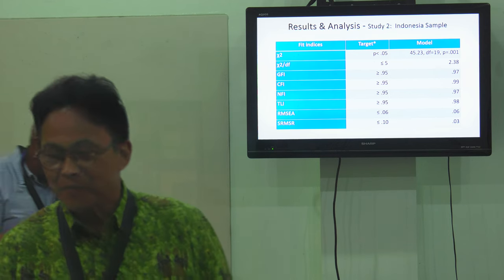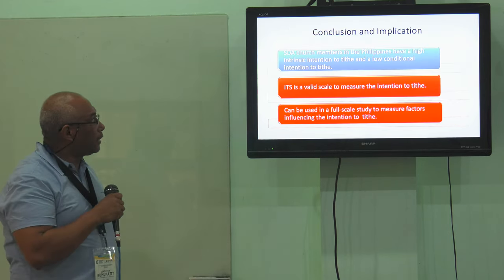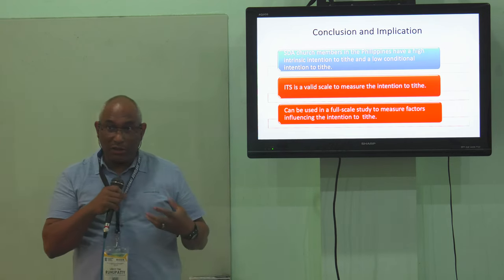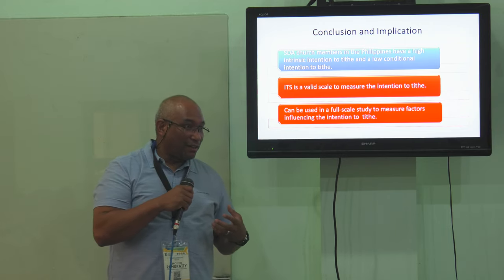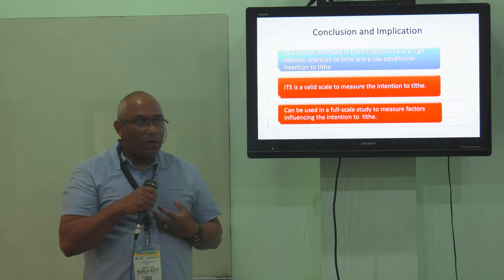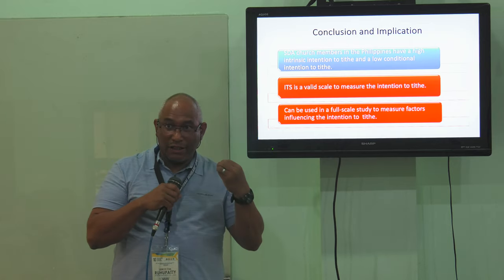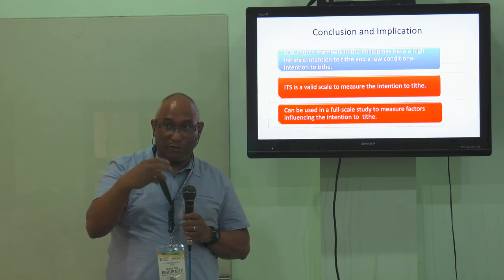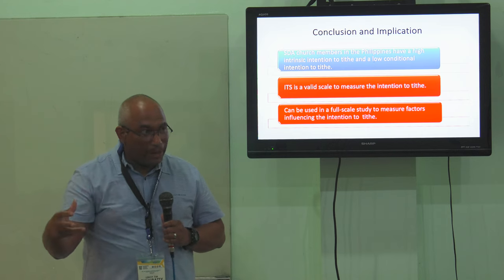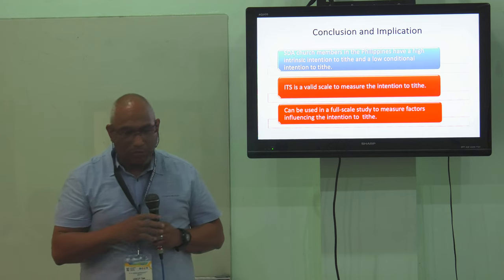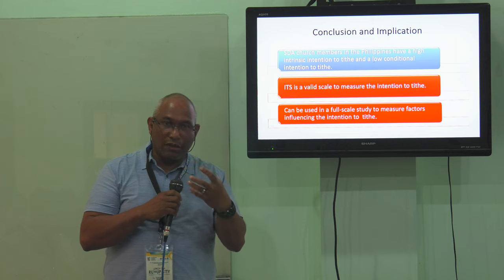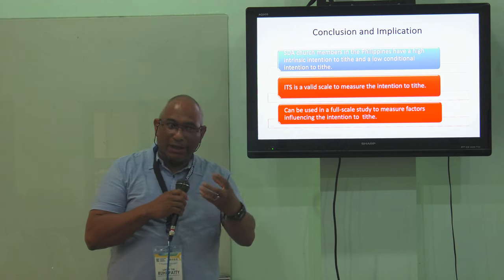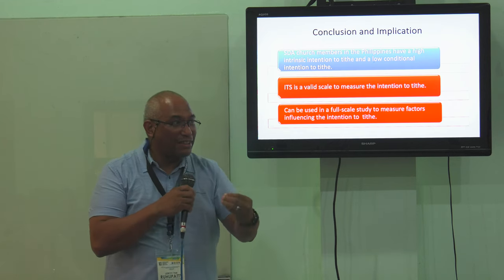Thank you, Dr. Kijai. So the implication of the finding is that we can actually use this scale to measure the intention of tithing of our church members. If you would like to know what the factors are that influence the intention to tithe, the theory of planned behavior says intention to tithe has a very strong correlation to tithing behavior, the actual act of tithing. So if we understand the tithing intention of our church members, then we'll be able to see what other factors are influencing the intention to tithe.